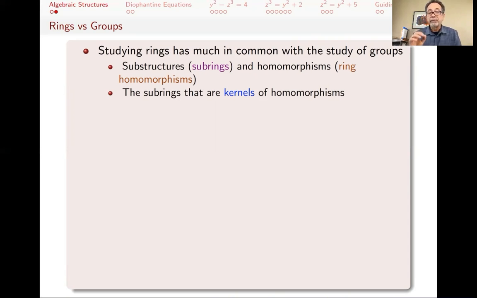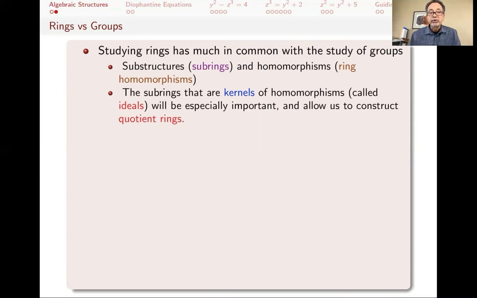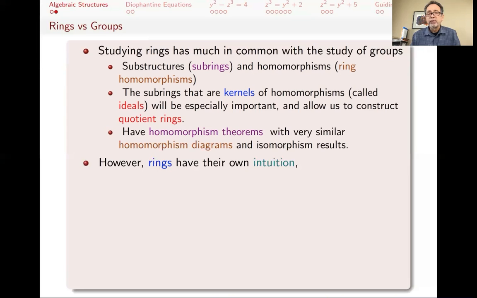In groups, the subgroups that were kernels of homomorphisms ended up being the normal subgroups. Ideals are how you study rings, and those are the subrings that can be kernels of homomorphisms. Ideals will allow you to construct quotient rings, just like we did in groups with quotient groups. We have also homomorphism theorems, just like in groups, and very similar homomorphism diagrams and isomorphism results.